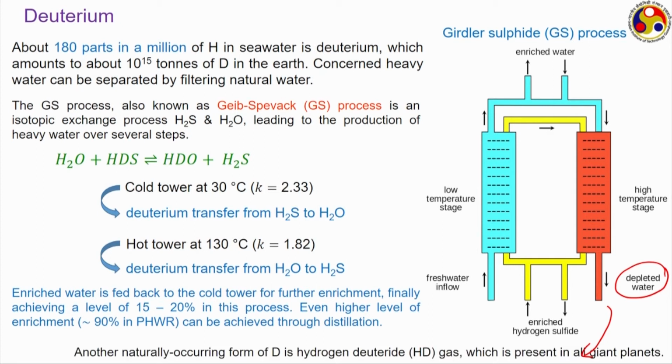Another naturally occurring form of deuterium is hydrogen deuteride gas, which is present in all giant planets like Jupiter, Saturn or Neptune, but that is beyond the scope of the present discussion. If you are interested, you can go to the net and search about this one. In the earth atmosphere, the amount of hydrogen deuteride is negligible, but it is definitely significant in several other planets.